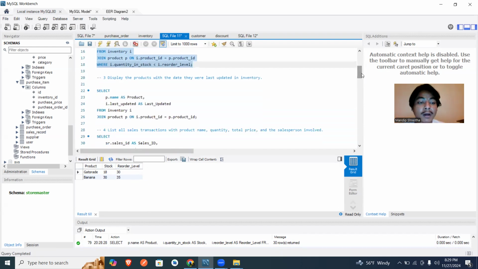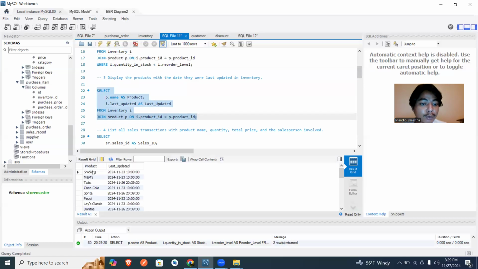My third query is about displaying the product with the date it was last updated. While running, it shows me the product and last updated. So for sneakers, we can see it is last updated on 2024 11/23. Similarly, if we go down, we can see that ice cream is updated on 2024 11/26. Yogurt is last updated on 2024 11/23 at 10 a.m. This is what it does.